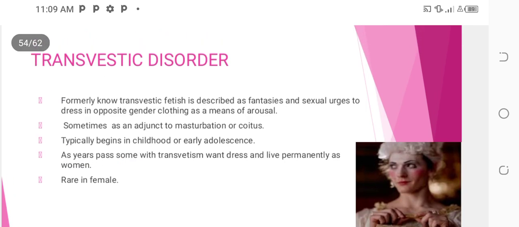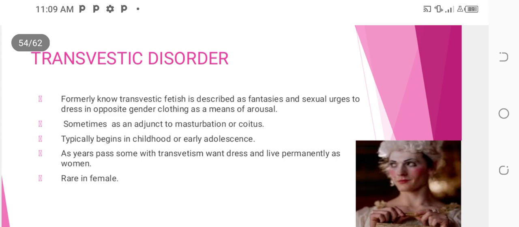Transvestic disorder, formerly known as transvestic fetishism, is described as fantasies and sexual urges to dress in opposite gender clothing as a means of arousal, sometimes as an adjunct to masturbation or coitus. What this means is that we may have a man who dresses up like a woman so as to be aroused, then masturbates while wearing such clothing. Yes, the sole purpose of wearing these clothes is to get aroused. As years pass with transvestism, some want to dress and live permanently as women. This condition is rare in females.